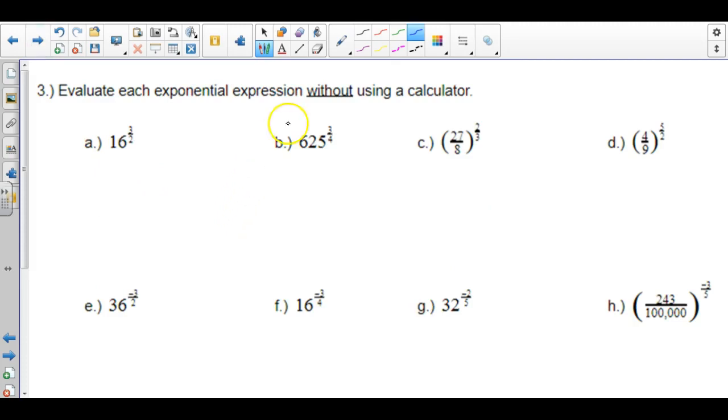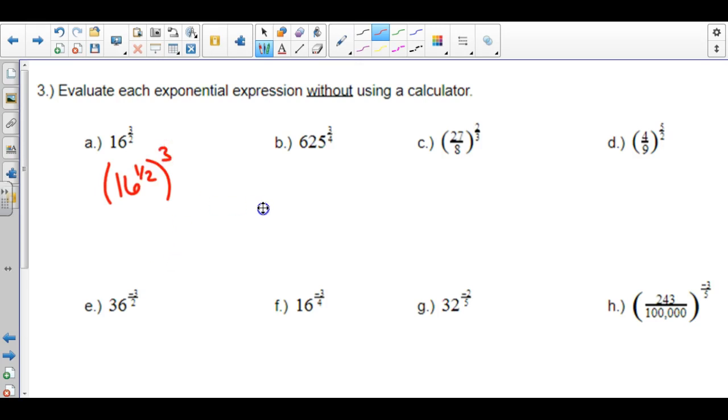With these next ones, what we're going to end up doing is rewriting these as another fraction exponent, and then simplify from there. This one is going to build off the example that I just did with the square root of 16. So we know that 16 to the 1/2 power is the same thing as saying the square root of 16. So what I'm going to do is break this up as 16 to the 1/2 raised to the third.